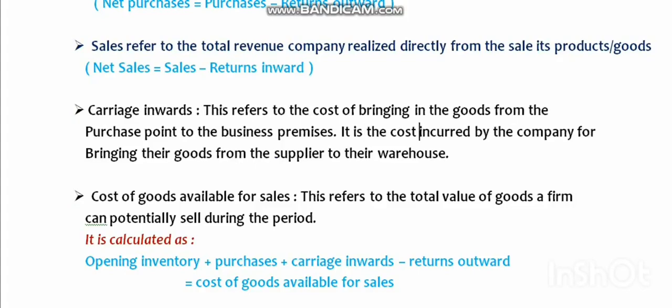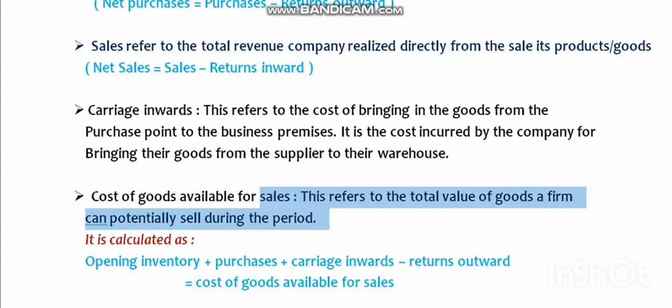Now let's look at this. Cost of goods available for sale. This refers to the total value of goods a firm can potentially sell during the period. So the total amount or quantity of goods which the company can now sell, the ones that are ready to be sold, they are called what? Cost of goods available for sale.